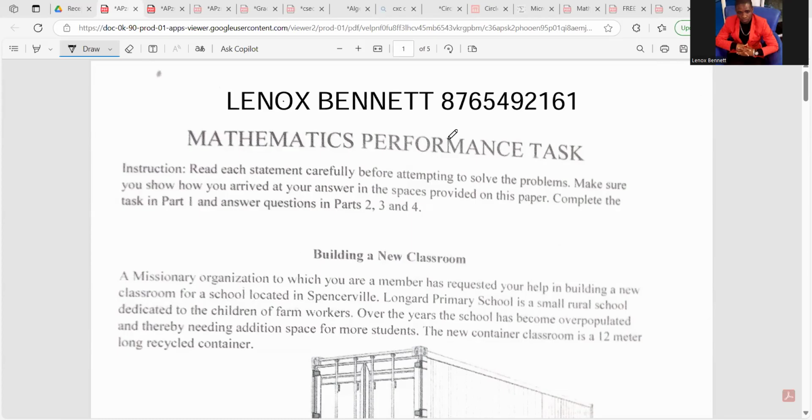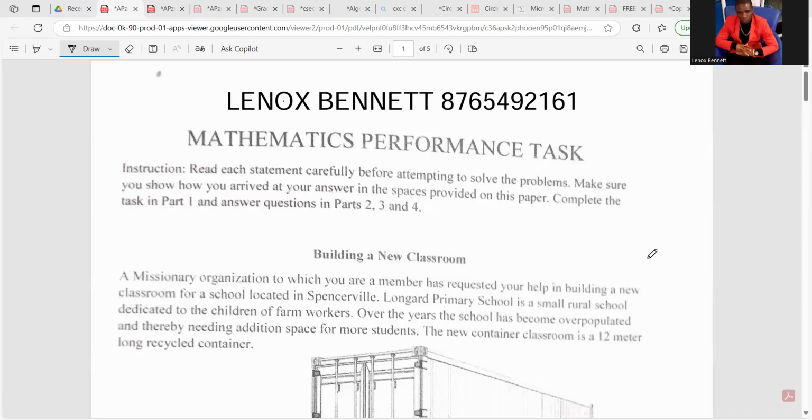Alright, so it says mathematics performance task instruction. Read each statement carefully before attempting to solve the problems. Make sure you show how you arrive at your answer in the spaces provided on this paper. Complete the task in part 1 and answer questions in parts 2, 3 and 4.